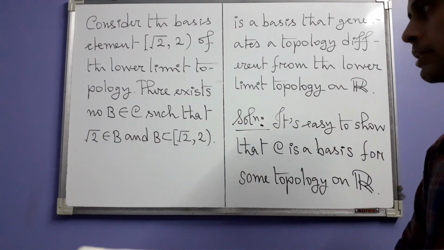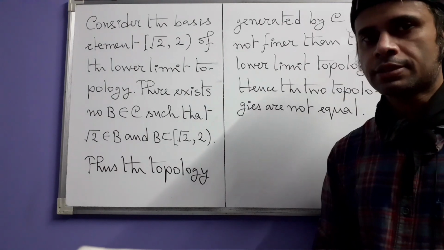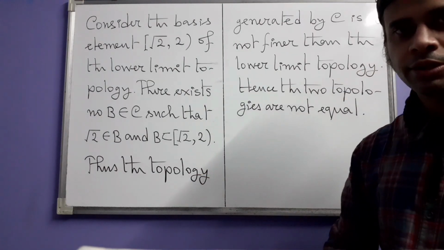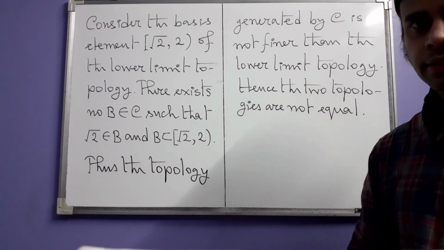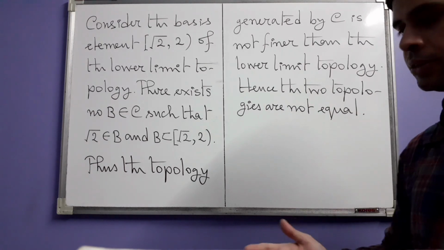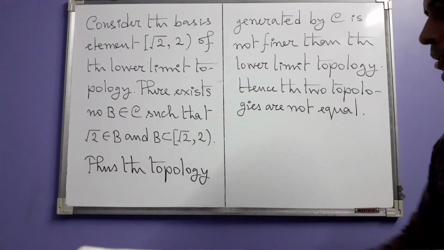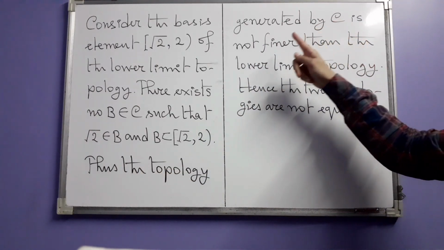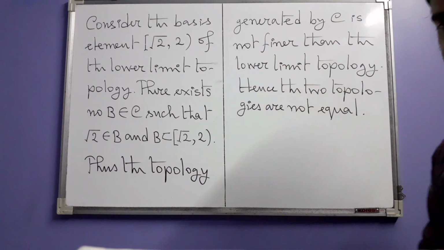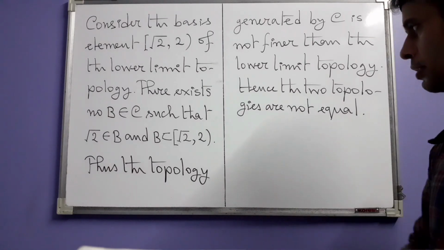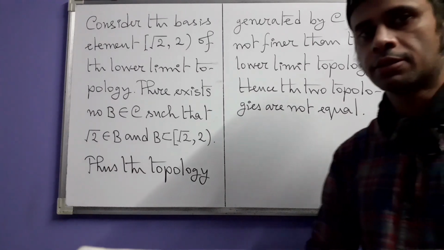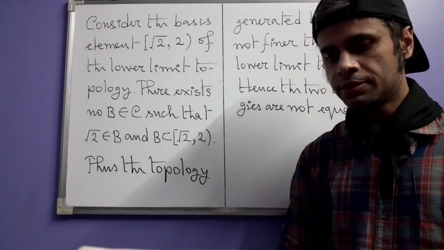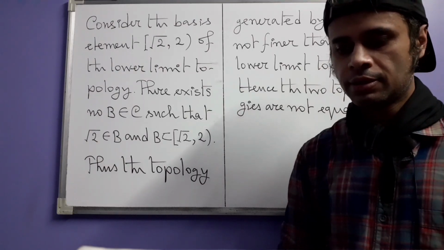Let's write the last lines. Just now I said that the two topologies are not comparable, right? That was a slip of tongue. I meant to say not equal. So the topology generated by the collection C is not finer than the lower limit topology on R, and that is why they are not equal. They are different topologies. And with this the section ends.